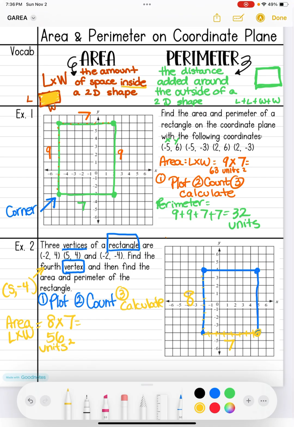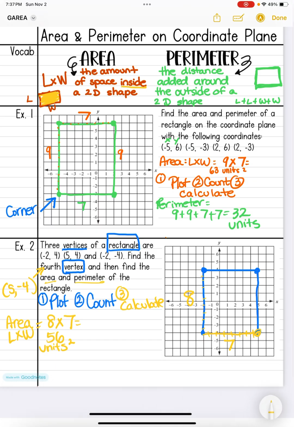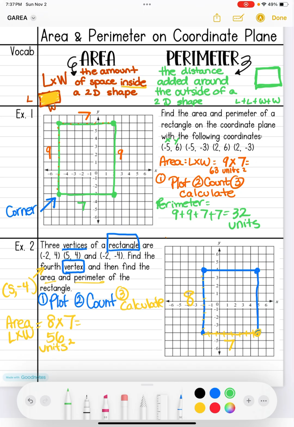Okay, now it also wants us to solve the perimeter. Let me do another color. All right, our perimeter, we're adding all the sides. So perimeter, you're adding all the sides. So we're going to say 8 plus the 7 plus another 8 plus another 7. And that would give you 30 units. It would be the 14 plus the 16, and that's my answer.